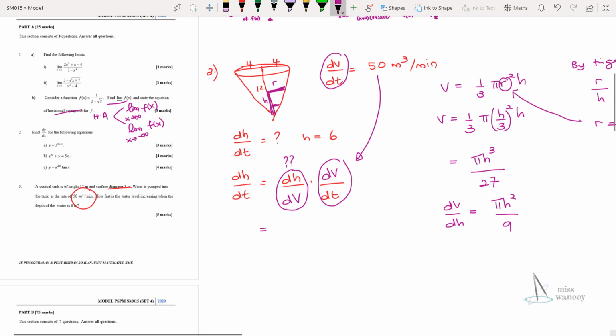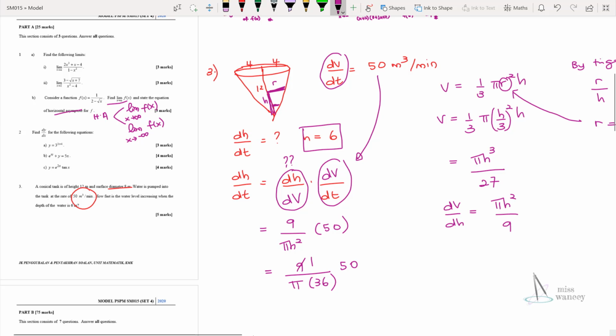So this is equal to 9 over pi h squared, and dv over dt is equal to 50. Let me substitute the value of h. h is equal to 6. So this is 9 over pi, and then 6 squared is 36, and then this is 50.